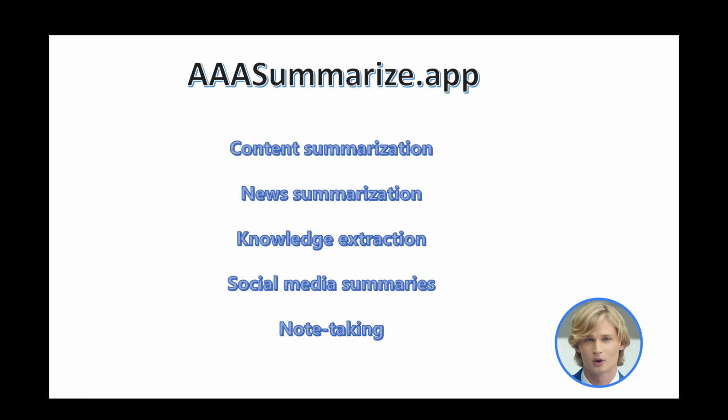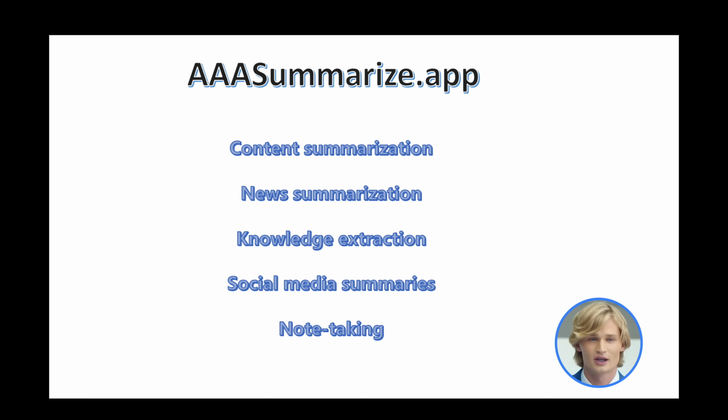Text summarization is the process of condensing a longer piece of text into a shorter version while preserving its key information and main points. Potential use cases for a text summarization plugin like AAASummarize.app could include 1. Content summarization. Users can summarize articles, blog posts, research papers, and other lengthy texts to quickly get an overview of the content before diving deeper.